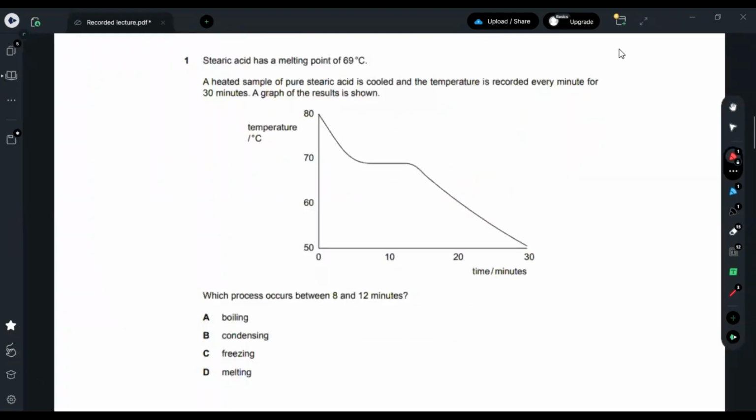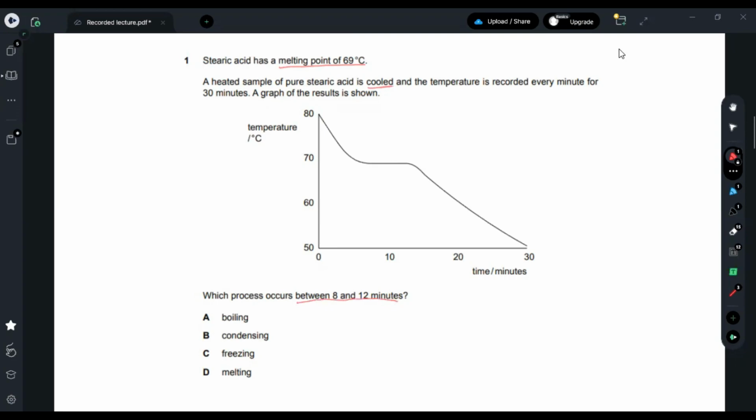So that is an MCQ. You can stop the video for 1 minute and read it. Okay, so the important points in this MCQ are that there is a melting point of 69 degrees Celsius. This substance is being cooled down, and the question asks what process occurs between 8 and 12 minutes.